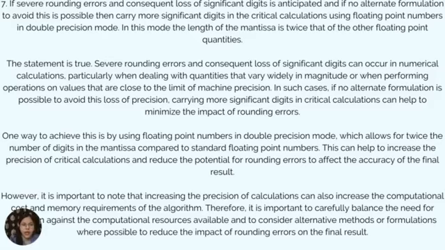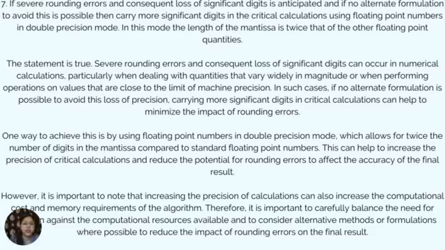Severe rounding errors and consequent loss of significant digits can occur in numerical calculation, particularly when dealing with quantities that vary widely in magnitude or when performing operations on values that are close to the limit of machine precision. In such cases, if no alternate formulation is possible to avoid this loss of precision, carrying more significant digits in critical calculation can help to minimize the impact of rounding errors.